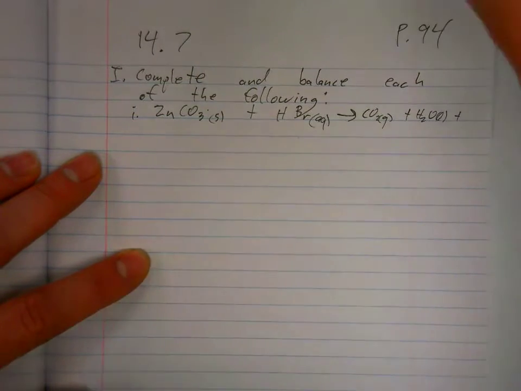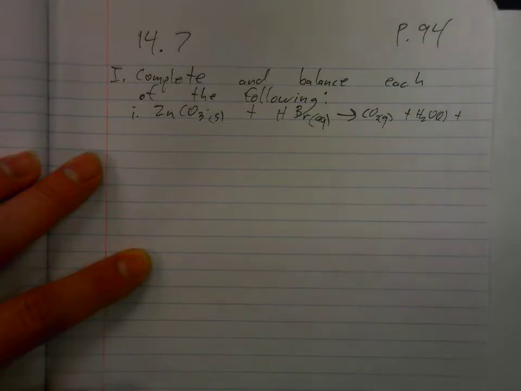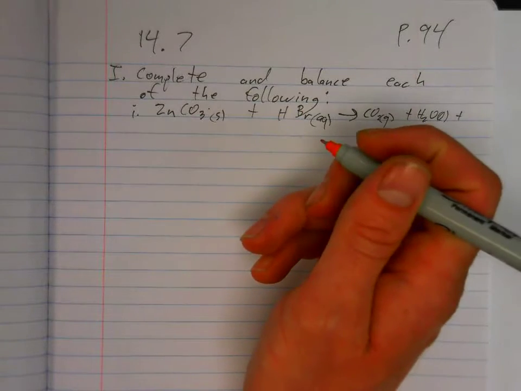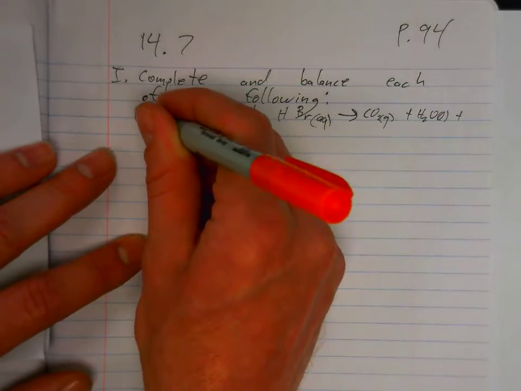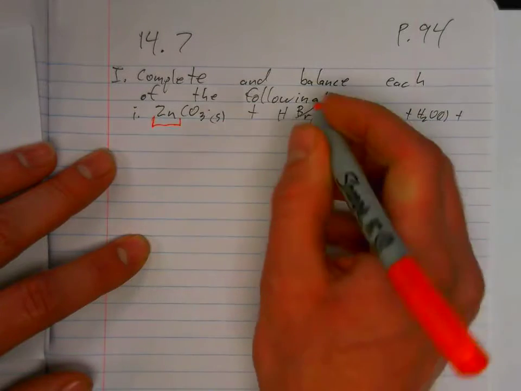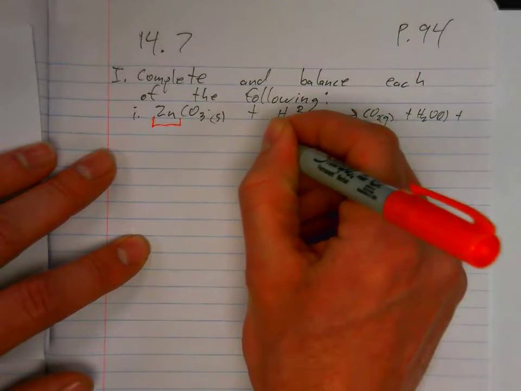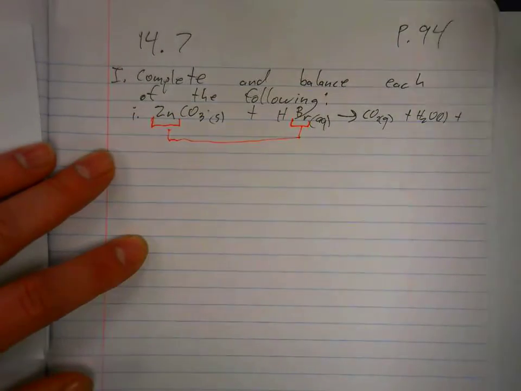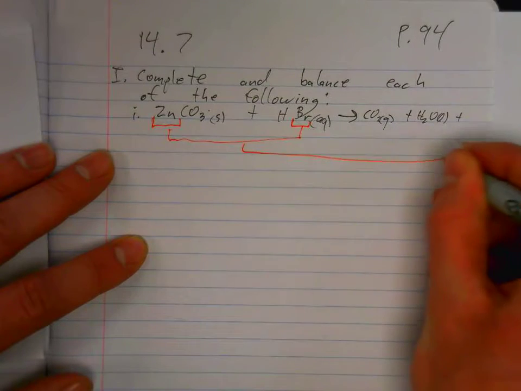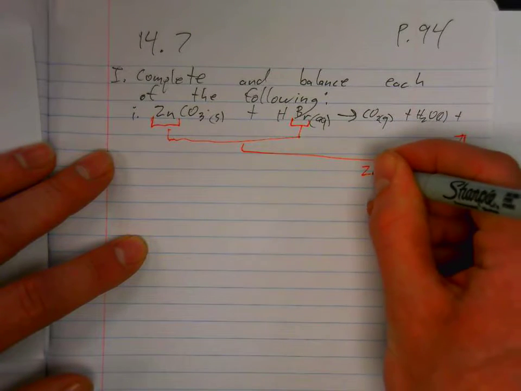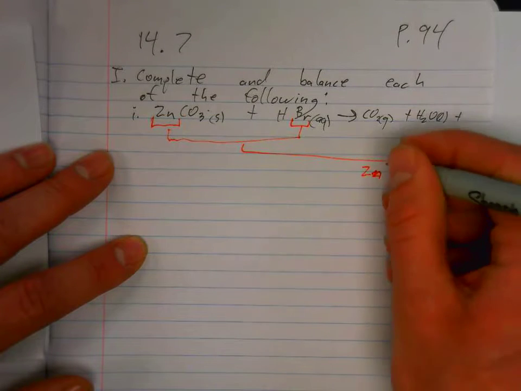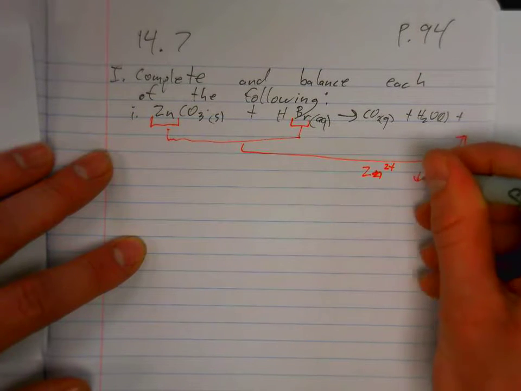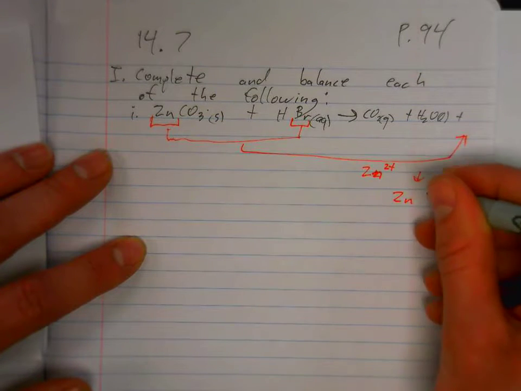plus a salt, which is formed from the combination of the cation and the anion. So the cation, that would be the zinc here, is going to combine with the bromide. So we're going to have this combination. Now zinc is 2+, bromide is 1-. So that's going to make the combination ZnBr2.